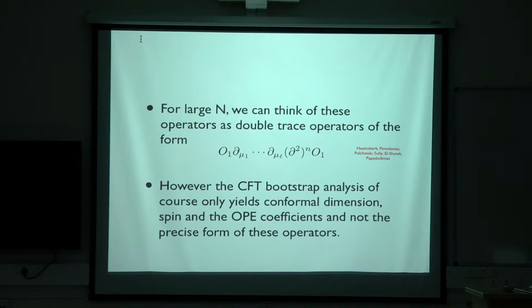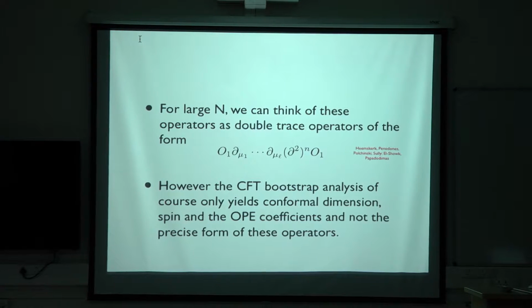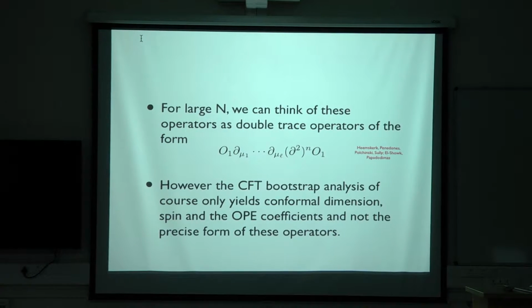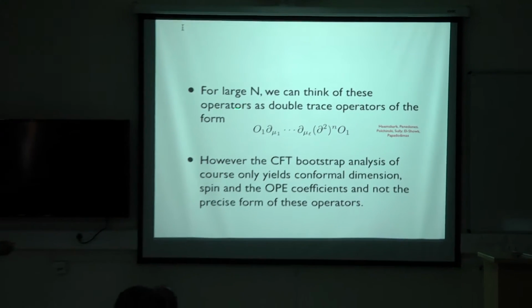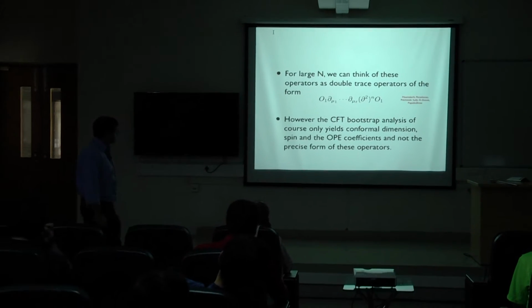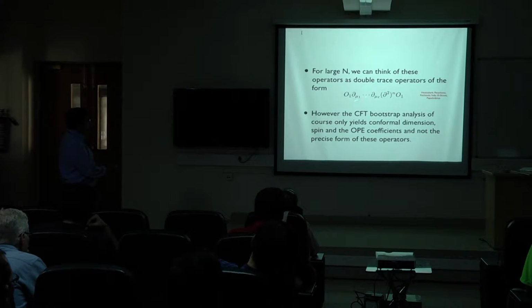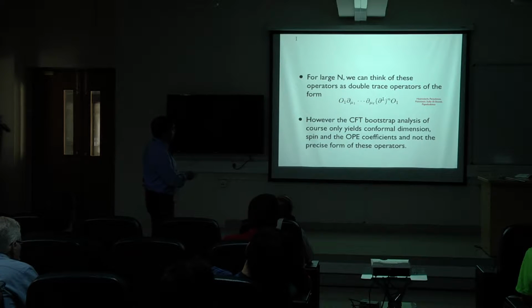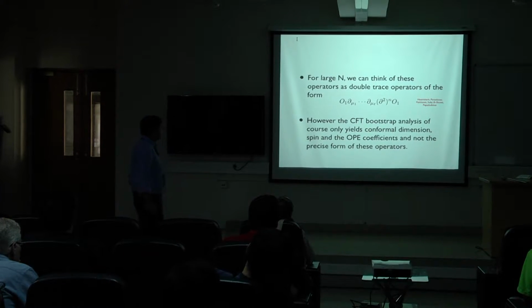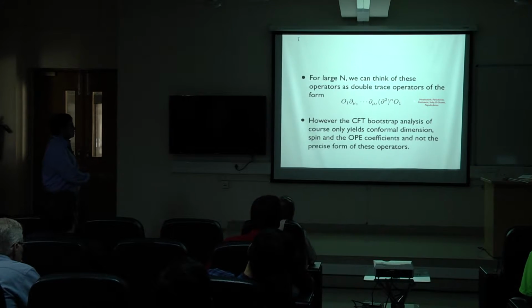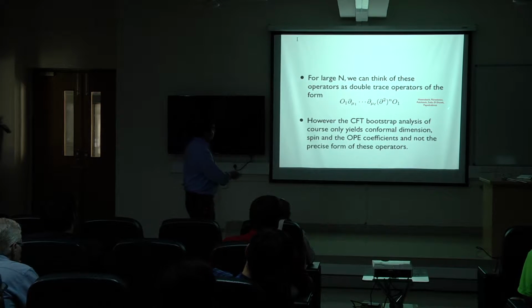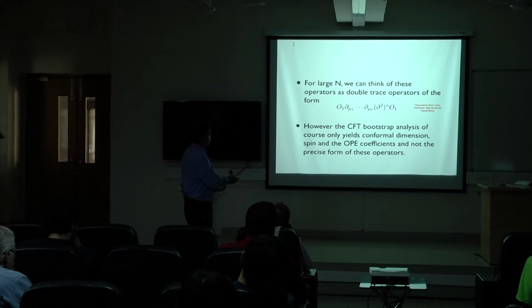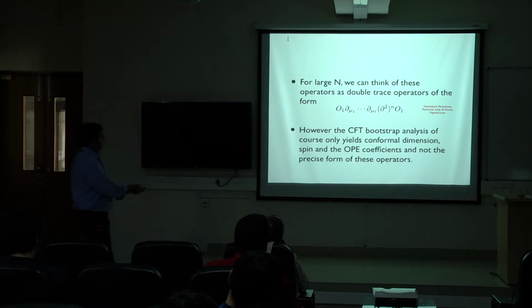So if you have a large n in your theory, for some results that I'm going to talk about, you don't really need to think of there being a large n, but probably to be on the safe side, we can think that there is a large n. We can think of these operators as double trace operators of this form. So the spin is the number of symmetrized derivatives that is there. O1 is the operator that you started off with, of conformal dimension delta phi. The n is the number of times that del squared appears. And these double trace operators were pointed out in these nice papers by Heemskerk, Penedones, Polchinski, and Sully, and also by Fitzpatrick and Kaplan.